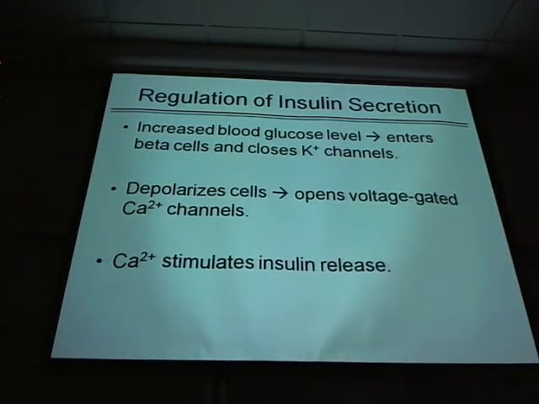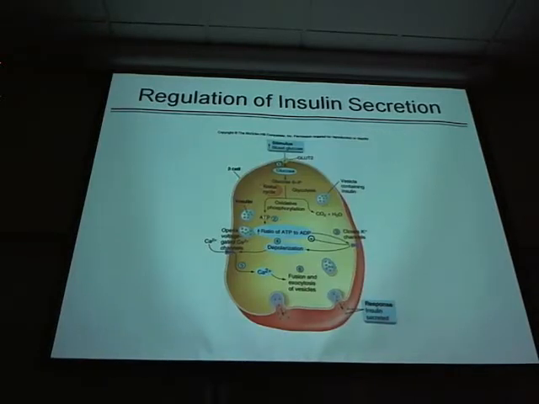Good answer. Increased blood glucose enters the cells, closes potassium channels. I don't think you're going to get into this much of it. Okay. Regulation of insulin secretion. Ooh, that's a good picture. That'll be on my cheat sheet. That's going on mine. Regulating metabolism, hormonal regulation of metabolism, insulin and glucagon, diabetes.